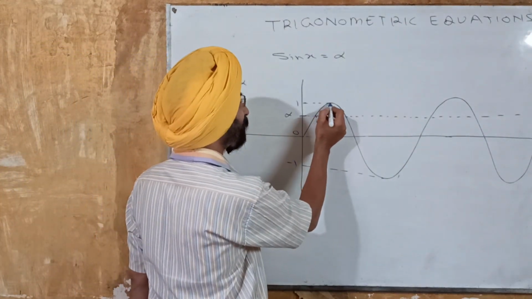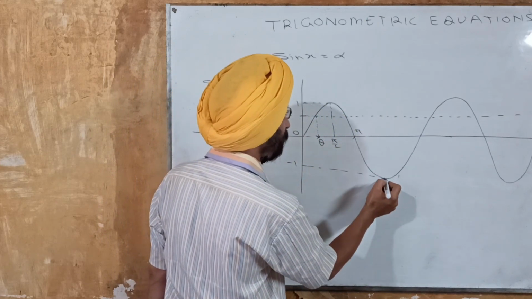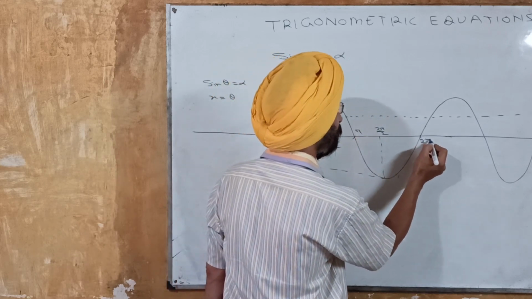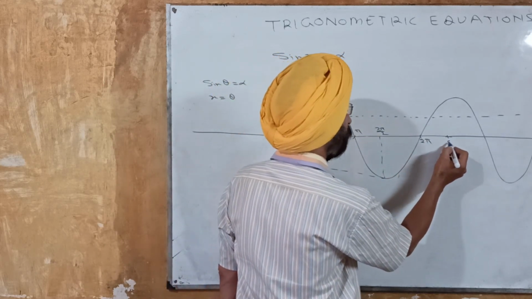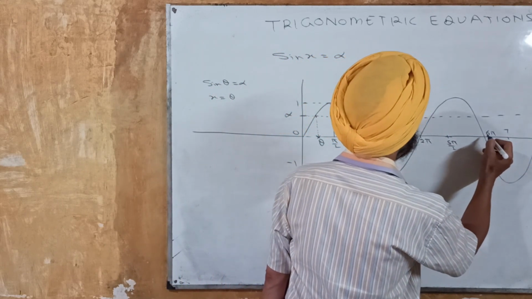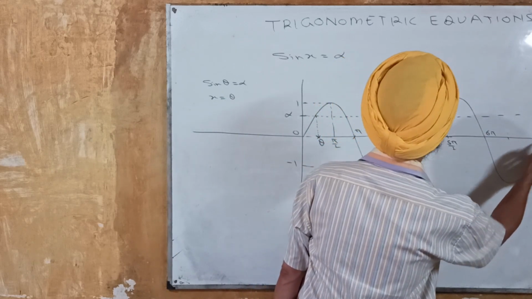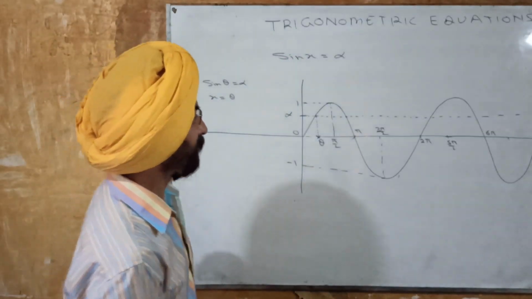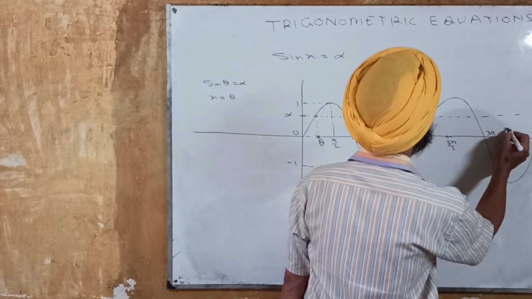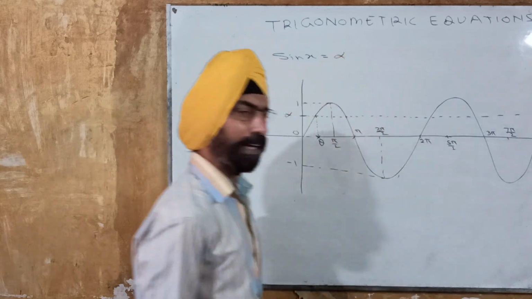Now this is the point pi by 2. Here it is the point pi. Then you have here the point 3 pi by 2. Then this is 2 pi. Similarly, here it will be 5 pi by 2. Then 3 pi, then 7 pi by 2, and it will be 4 pi. In this manner, you will get the values.